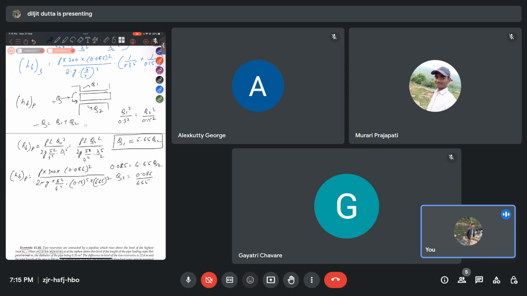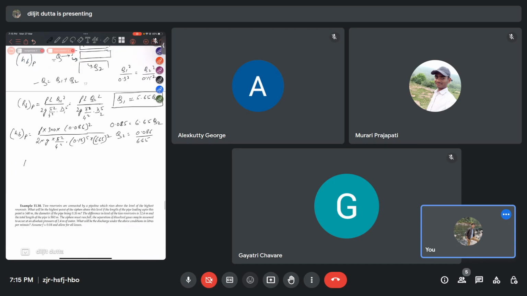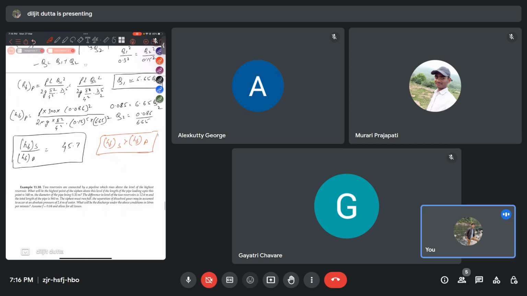So now if we take the ratio, you can calculate the value of HF parallel. I think the ratio will come around 45.7. So the head loss in series is always greater than the head loss in parallel. So this is an important inference.